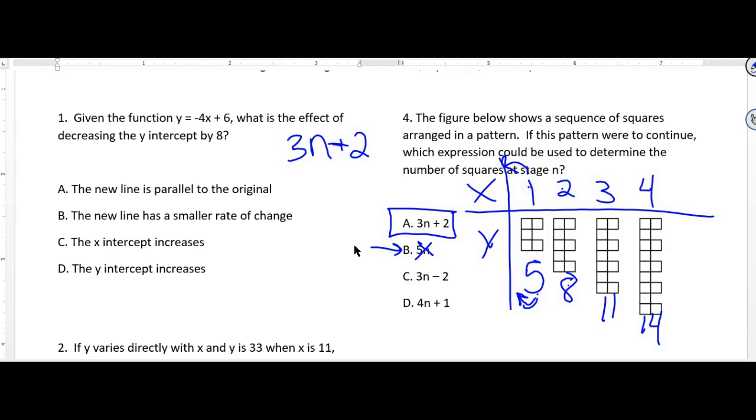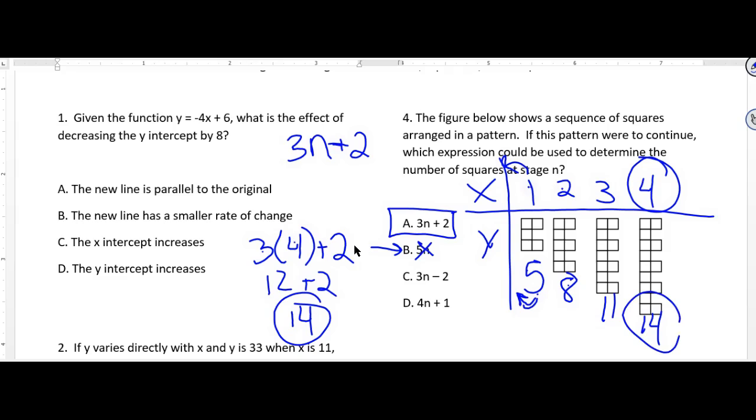A couple ways to check my answer. Look at where x, or where n, is 4. 3 times 4 plus 2 gives me what? That's 12 plus 2 is 14, and it should be 14. So that one's good. I don't think any of these other equations will give me 14.